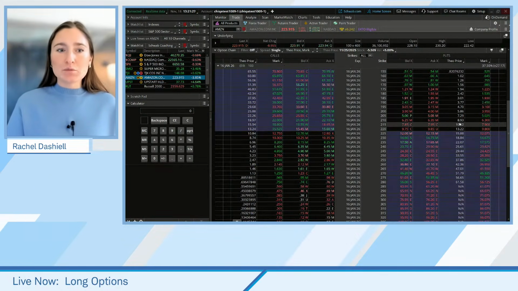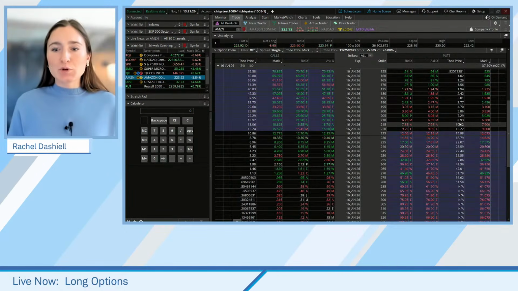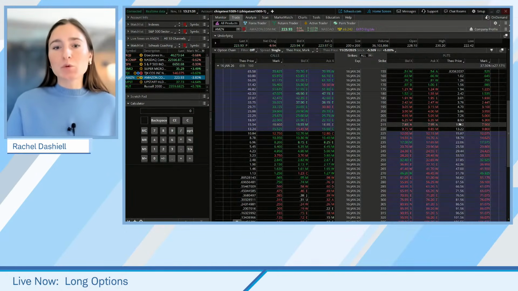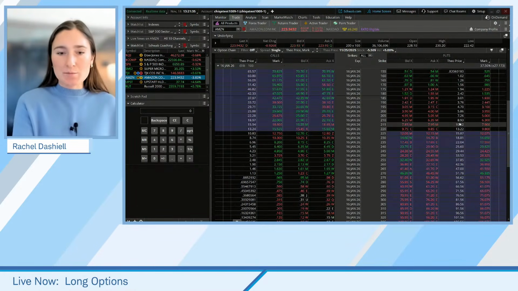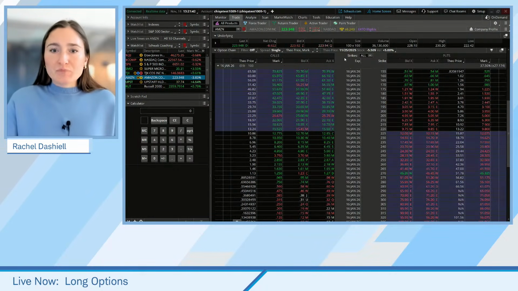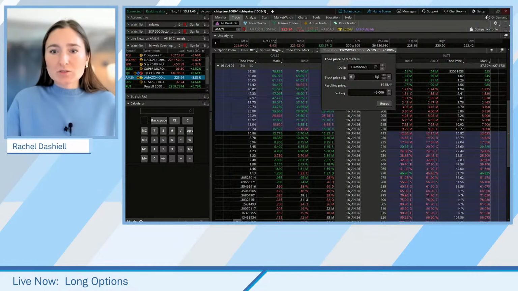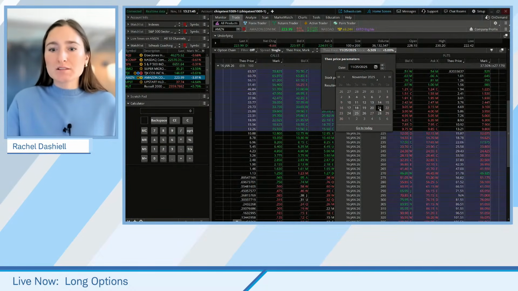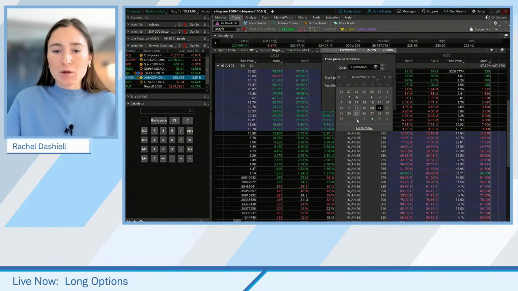You can also compare various expiration dates, which is kind of what we're going to do. We're going to look through time to see how that time impacts the value of our option or impacts our profitability. So let's take a look at one more thing here. Let's just say it takes 2 weeks for our option to really hit its target that we're looking for.